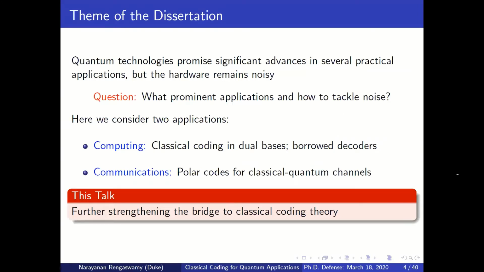So one is quantum technologies promise a lot of computational advantages in several applications, but what applications are useful and what can be done in the near term? And then how do you tackle this noise, or in other words, how do you do error correction?